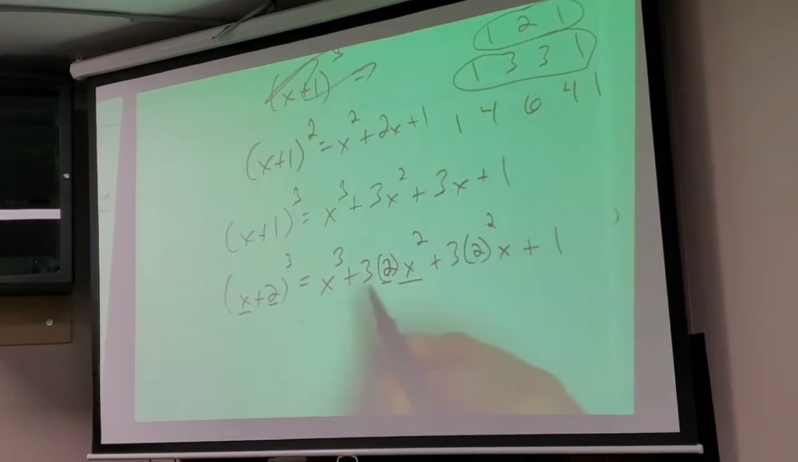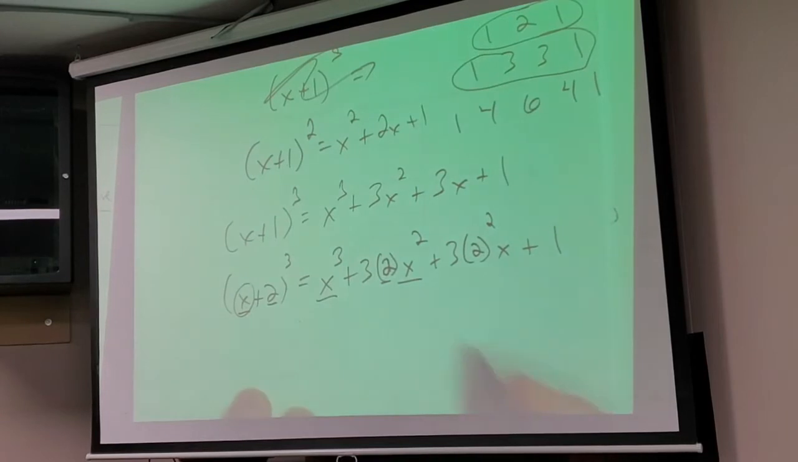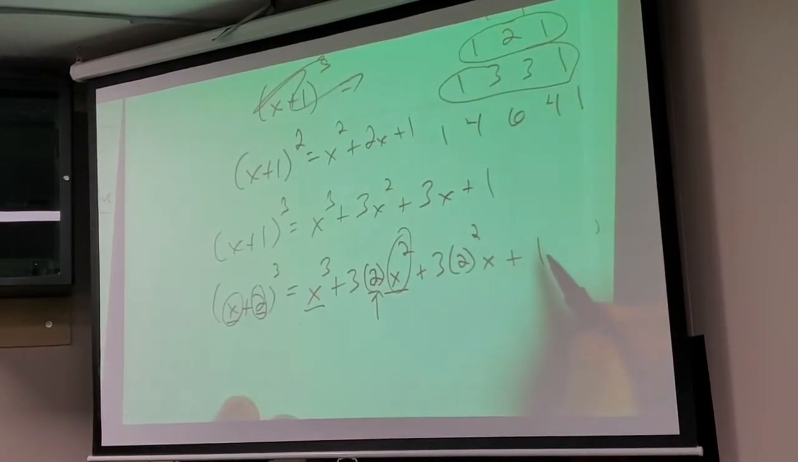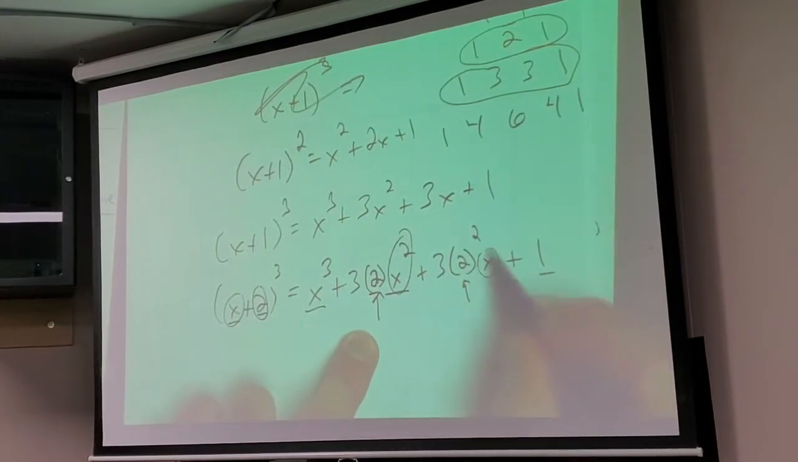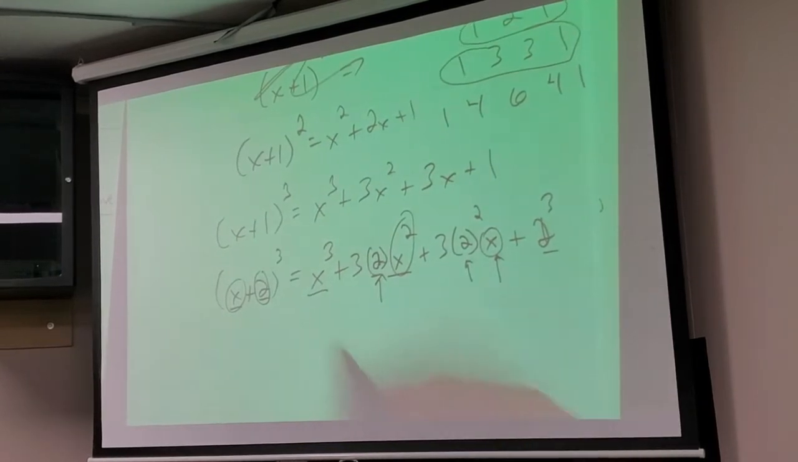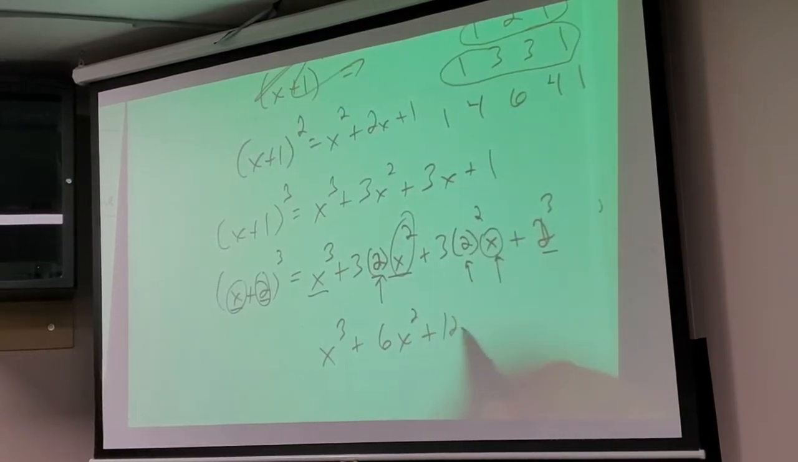Okay. So again, this is so cool. Doesn't this start off with all of these? Yes? All 3 of those. Then it goes to 2 of these and 1 of those. Then it goes to 2 of these and 1 of these. And then it should go to 3 of these and none of these. There you go. So this will be x cubed plus 6x squared plus 12x plus 8.